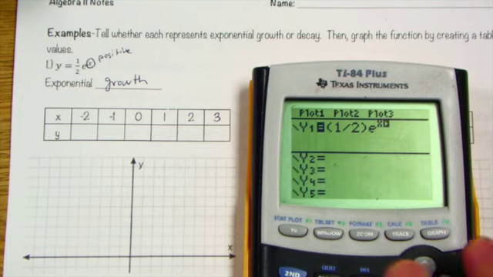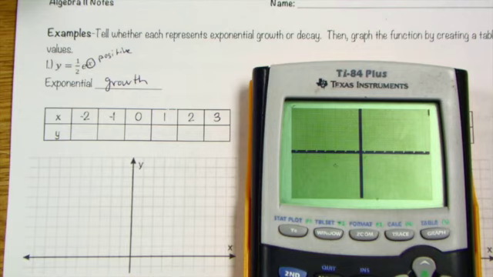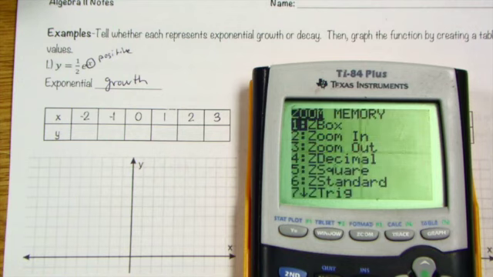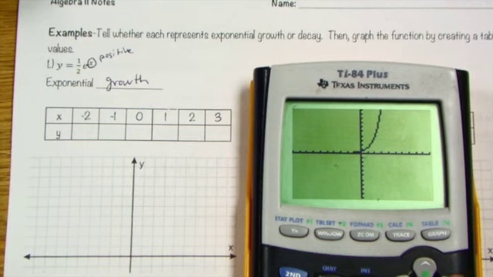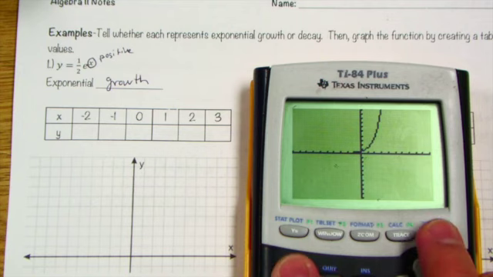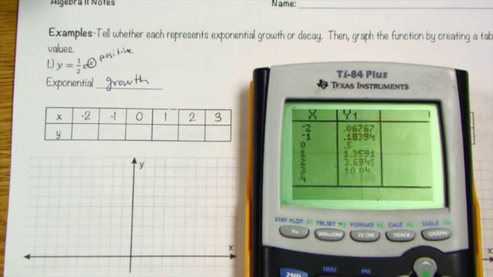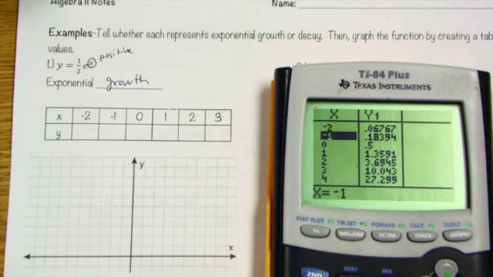I don't need to graph this, but if you want to graph it just so you can look at it, we can see that it is exponential. Let me zoom 6 this so you can see it in a standard window. And it looks similar to what you saw in the other exponential functions. We're more concerned about the table, so I'm going to go to the table and look at my table of values.